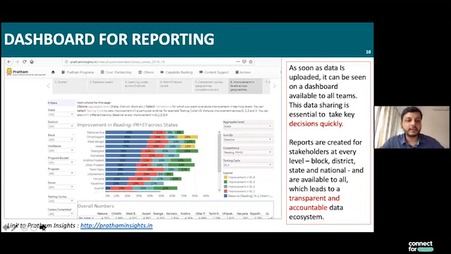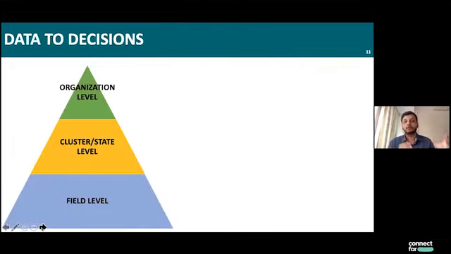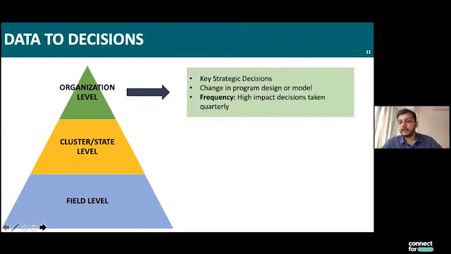So this is essentially how we collect data, report it, analyze it, and share it with the entire organization, not just the leadership but everyone, from the leadership to the last person in the field. So these are some important decisions that anyone could look at before you think about your data journey.